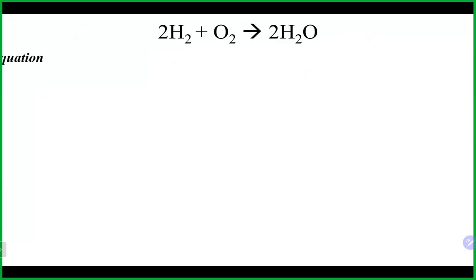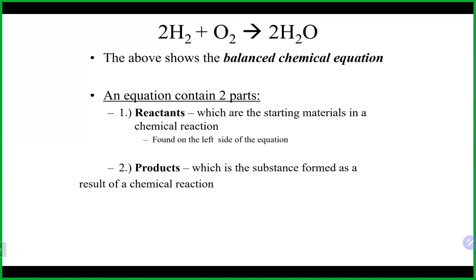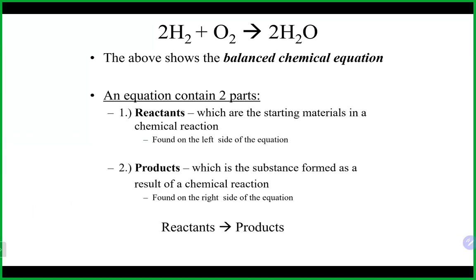So this balanced equation does have a couple of parts to it, and on the left-hand side of the arrow, those are what are referred to as our reactants. So these are our reactants. That's our starting material in a chemical reaction. On the right-hand side of the arrow, that is our products, and that is what is formed as a result of a chemical reaction. So reactants on the left-hand side, products on the right-hand side.